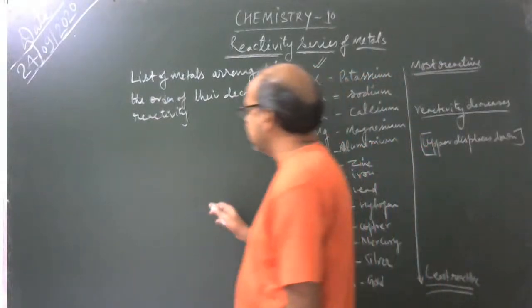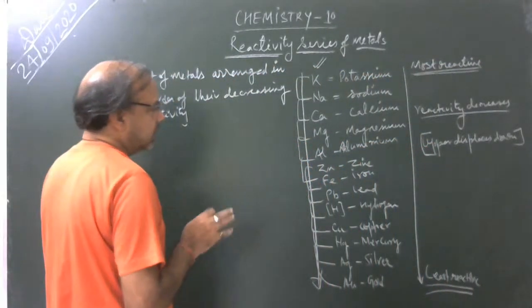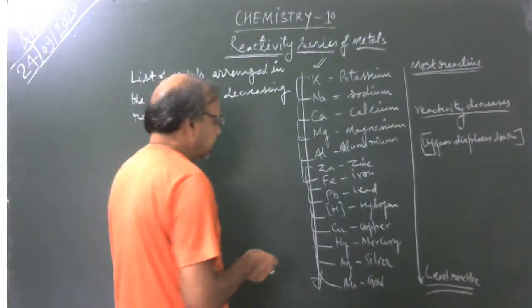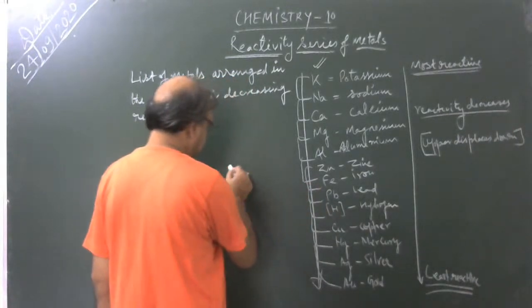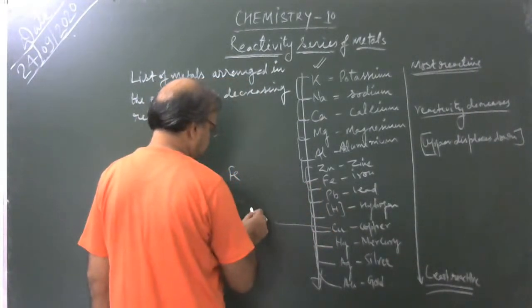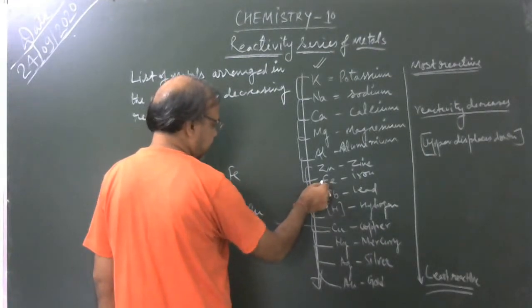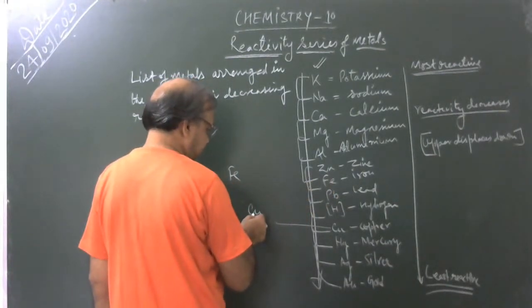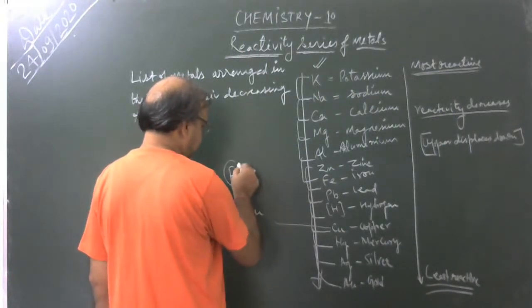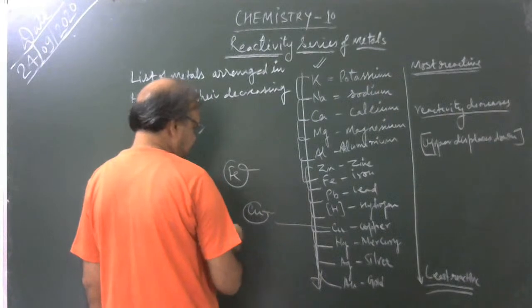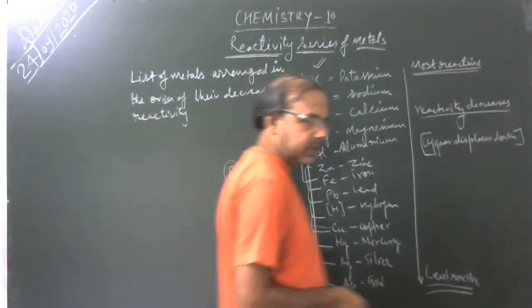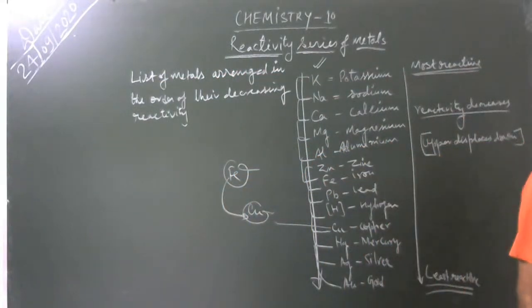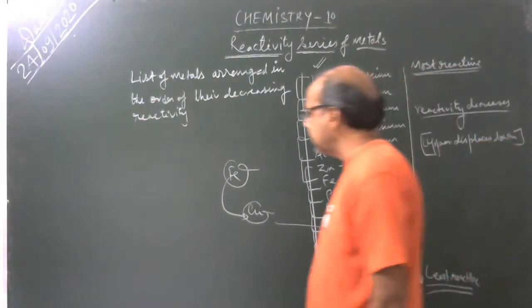You should know this about metal reactivity. I have taken two metals, Fe and copper. Fe in the series is upside and copper in the series is downside. So Fe is more reactive and copper is less reactive. So from the solution, iron can displace copper, but copper cannot displace iron.